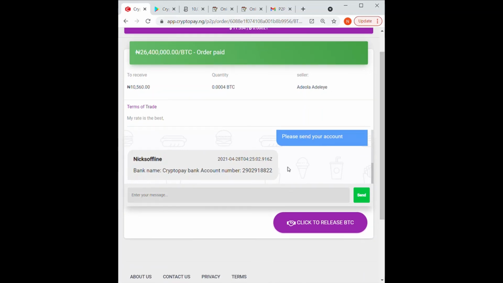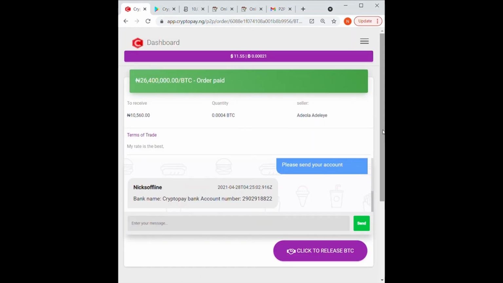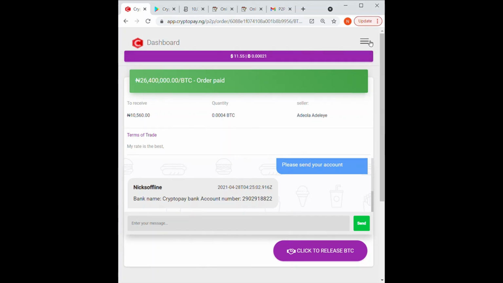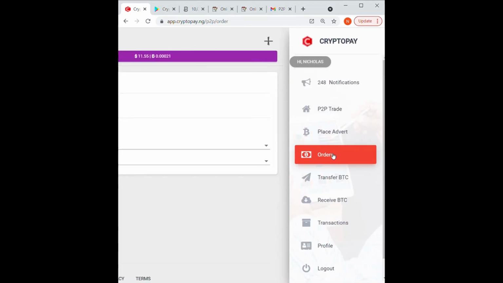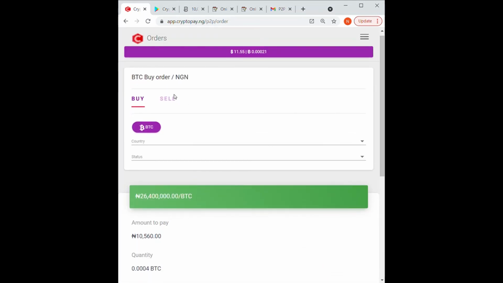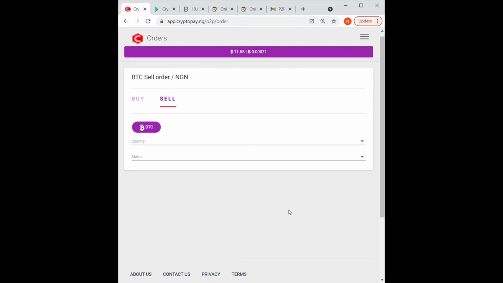Okay, so let's imagine I've received the money. All I need to do now is click on release Bitcoin. Immediately I do that, it means I've just released the Bitcoin to the user. So that's all for today. And if there's an order for buy, you find it here. If there's an order for your sell advertisements, you find it here.